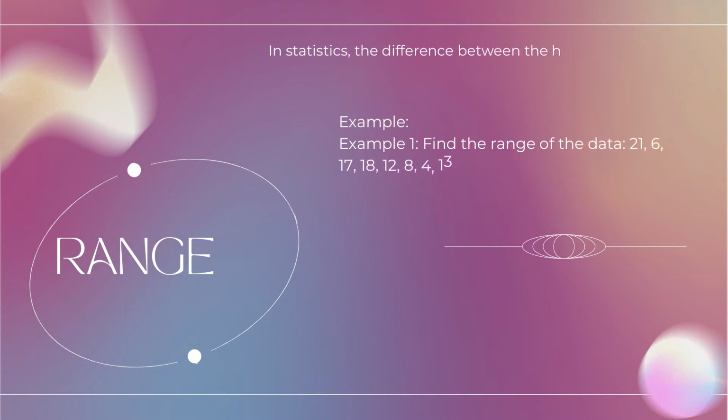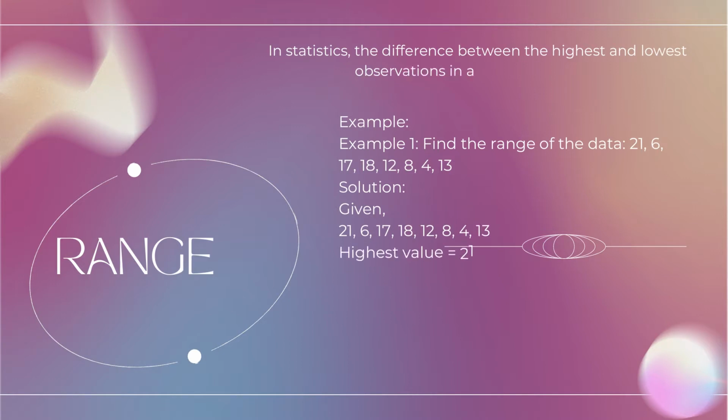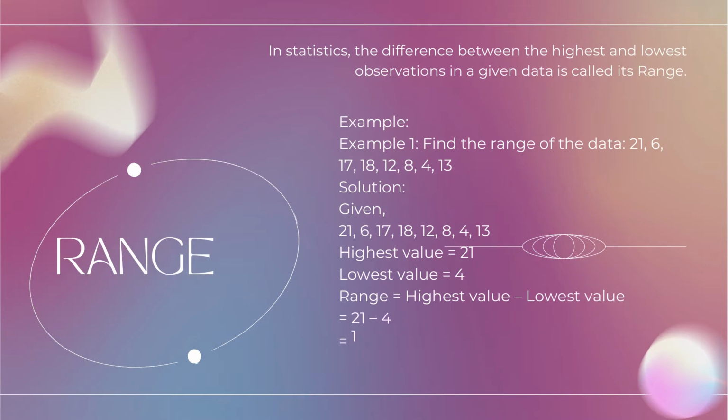In statistics, the difference between the highest and lowest observations in a given data is called the range. Always remember that range is the difference between highest and lowest. You subtract the lowest from the highest, and their difference is the range. Here is the example: find the range of the data 21, 6, 17, 18, 12, 8, 4, and 13.